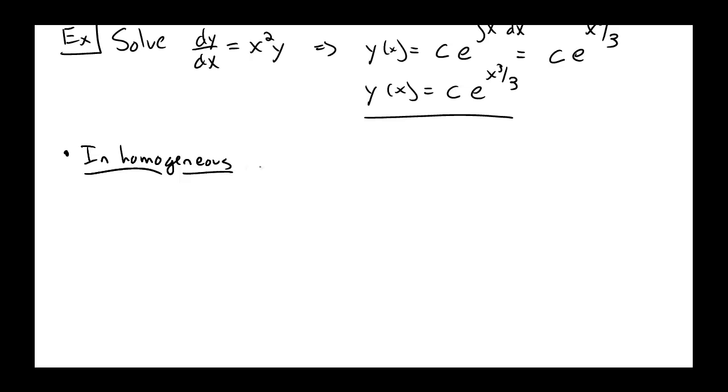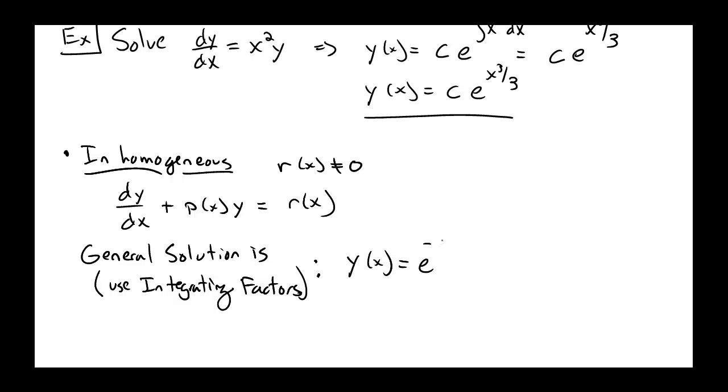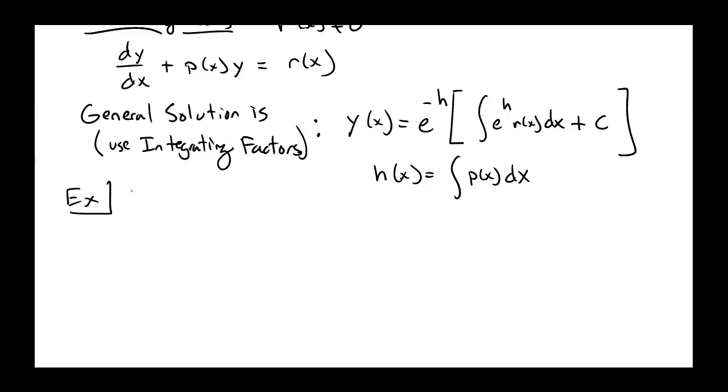Okay, but another type that's going to be more tricky is the inhomogeneous equation, where r of x is not equal to 0. So we have this differential equation to work with. And the general solution in this case, well, we can use integrating factors, as in the book, to do this. You get a general solution that looks like this, e to the minus h, the integral of e to the h, r of x dx, plus some constant, where h is this particular integral of the function p.